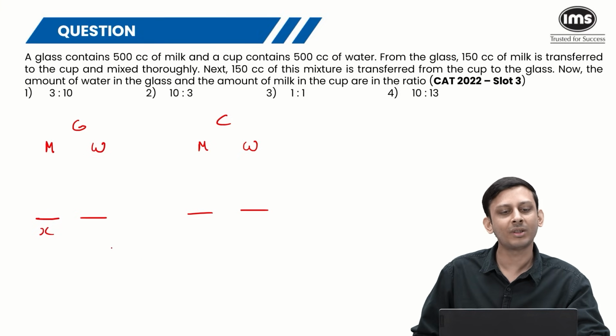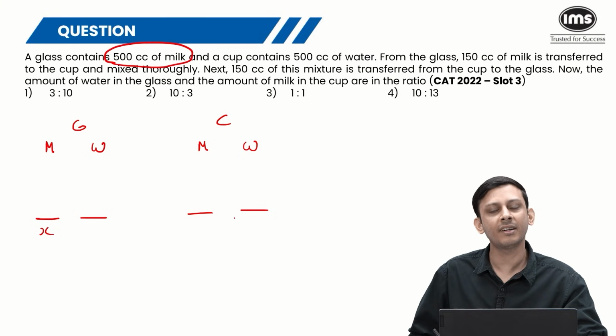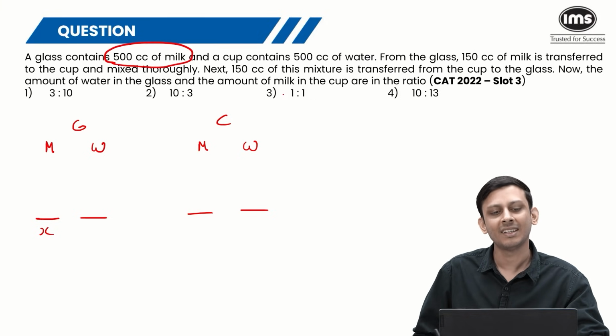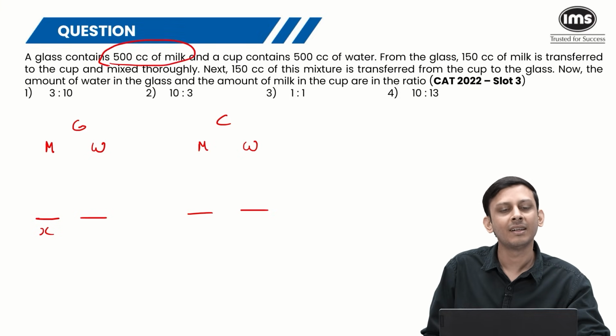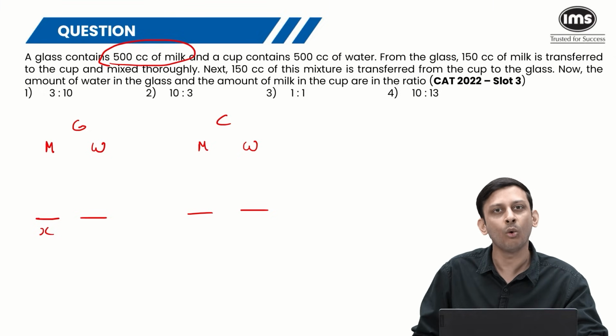Now here you have to think that the total amount of milk has to be 500, because ultimately we are just taking 150 cc from glass to cup and 150 cc from cup to glass. So we are just transferring back and forth. So the 500 cc of milk, some of it is being transferred to the cup, some of it transferred back to the glass, but overall, glass and cup combined, in total, it is remaining 500.